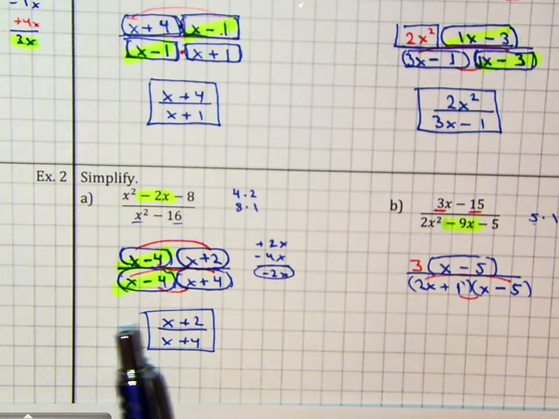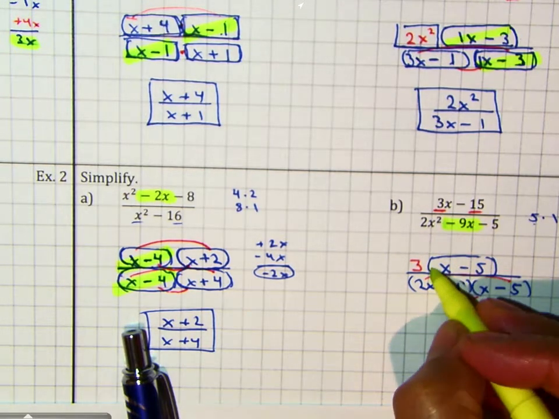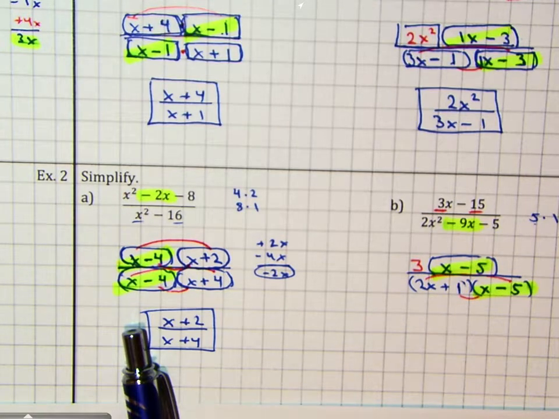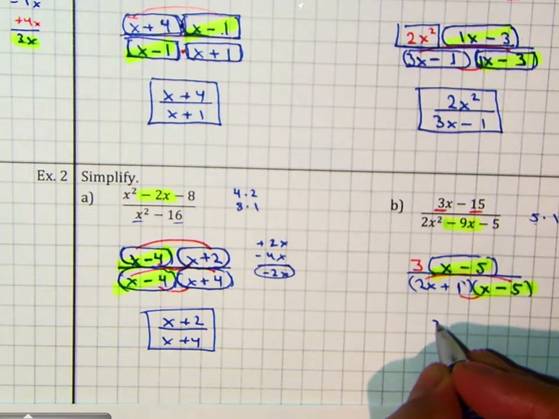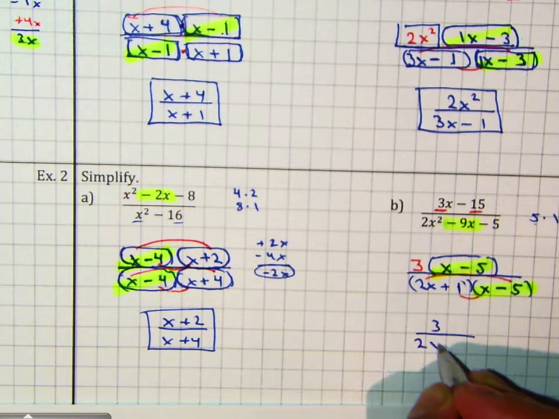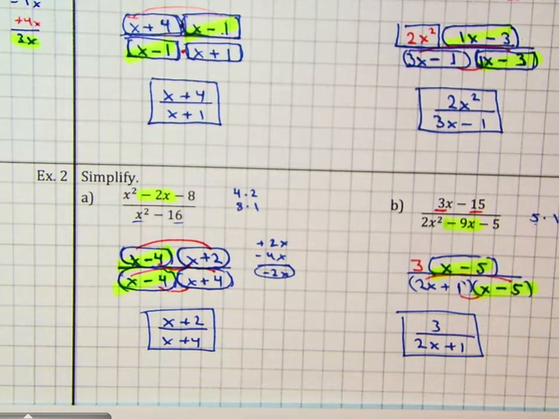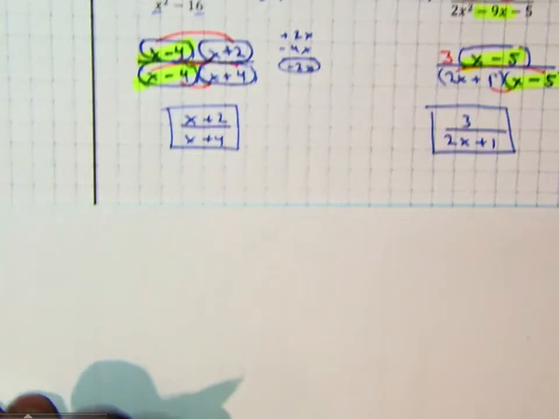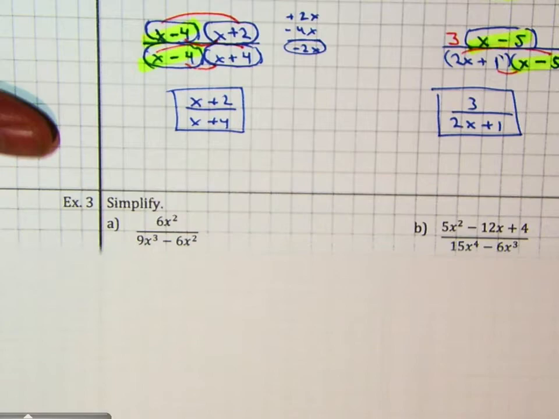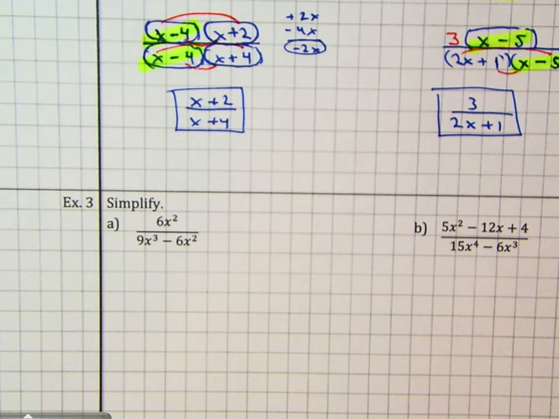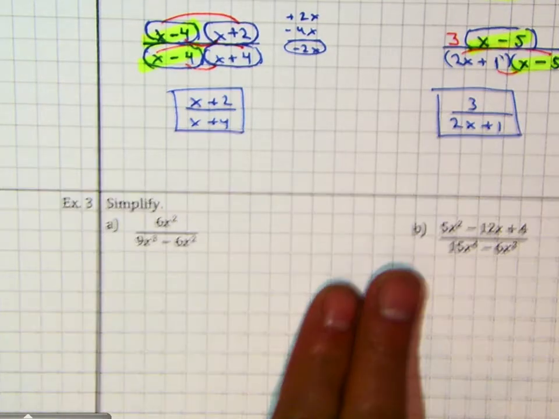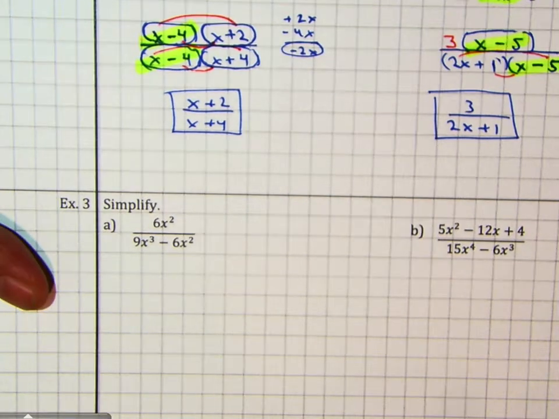So what can I cancel out? I can cancel my x minus 5, it's gone. And I end up with 3 over 2x plus 1. And the last example for today. Go and copy it down, pause it, and we'll continue once you're ready.